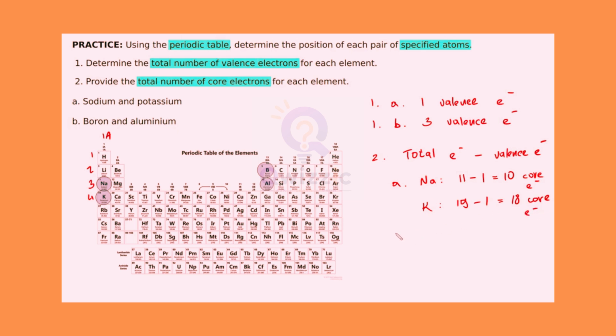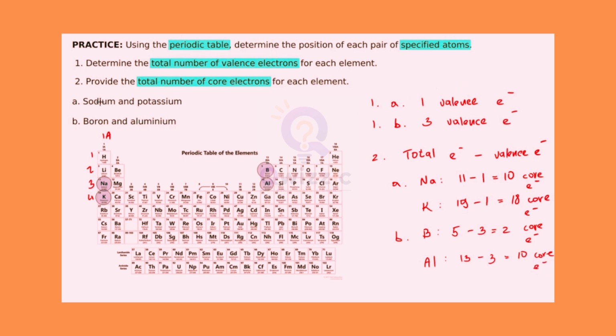Now for potassium, its atomic number is 19, and if we subtract 1 valence electron, that gives us 18 core electrons. Now if we think about part B, boron, its atomic number is 5, and we have to subtract the number of valence electrons, that's 3, so we get a total of 2 core electrons. And finally, for aluminum, its atomic number is 13. We have to subtract 3 valence electrons because it's in group 3A, and we get 10 core electrons.